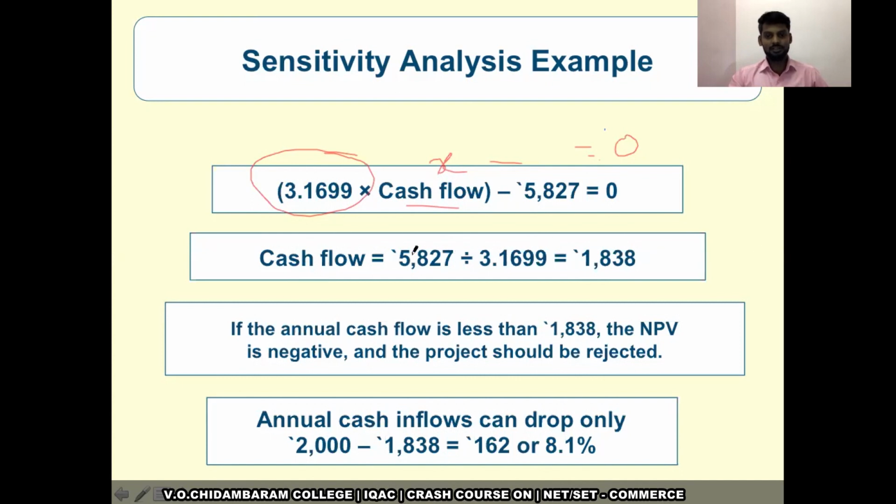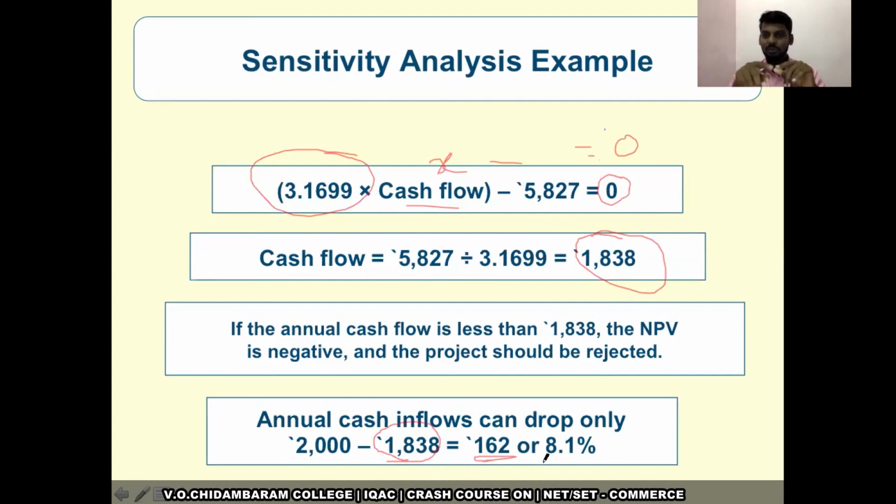Now let us simplify it. When you take that 3.169 to the opposite side, it would turn out to be a division. Okay, so it comes to about 1838. What does it mean? The annual cash flow can only drop to this level if you want to get zero. The cash flows can be dropped only this much lesser. If it goes more than 162, I'm sure that you would suffer a loss, which means your NPV won't be zero and it would turn out to be negative.